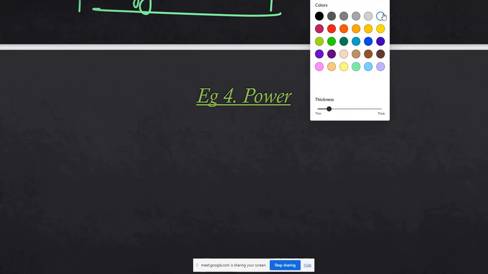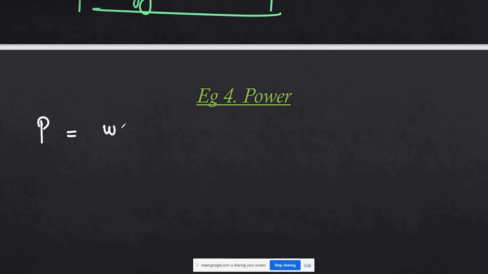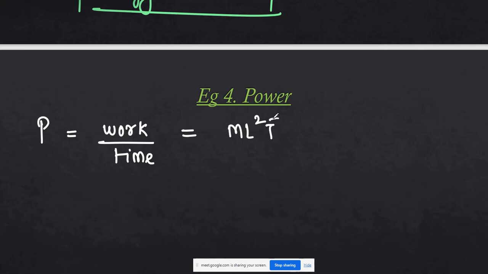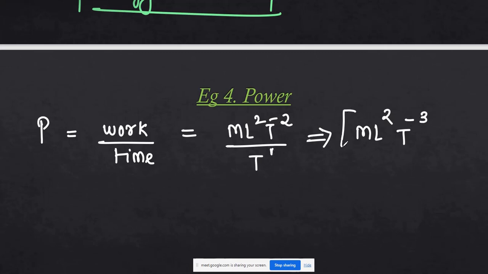Now next important one, ma'am. Power. What is power? Power is nothing but work by time. So we already did the dimensional formula for work. What was it? M L square t power minus 2. Time is t. So what will be the final dimensional formula for power now? M L square t power minus 1 or minus 3? Minus 3. Here it is plus 1, so if it goes to the numerator it becomes minus 1. So M L square t power minus 3.